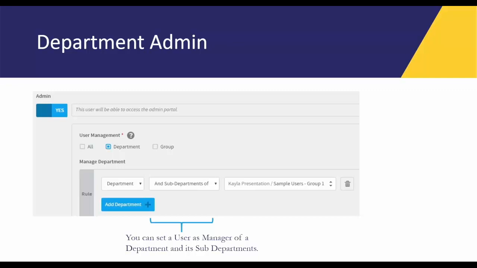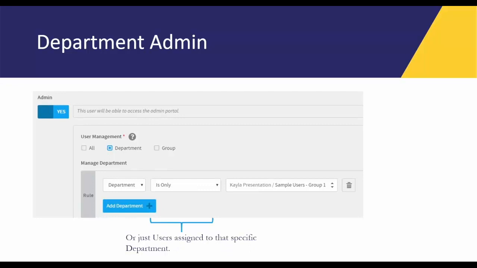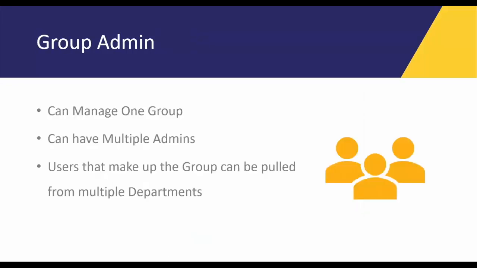So this is how it looks in the LMS when you set a user to be an admin. You'll shortly thereafter want to set up their user management. That's a required field here. So basically in this case, we've decided that we're giving this person department access and we've given them department and sub-department access to the sample users department. Here, conversely, we've said they can only have access to the sample users department, not any of the child departments underneath that.